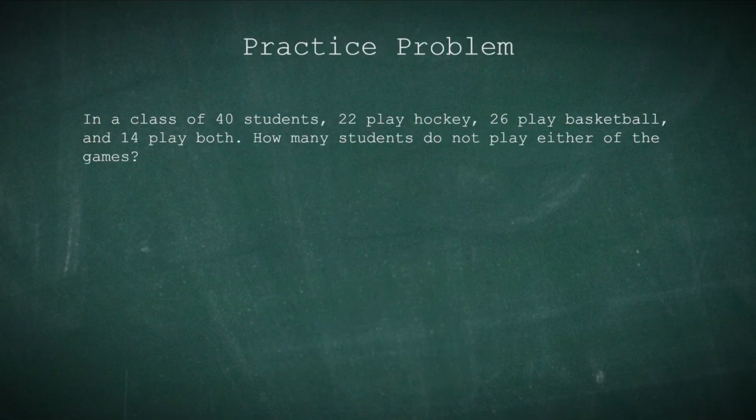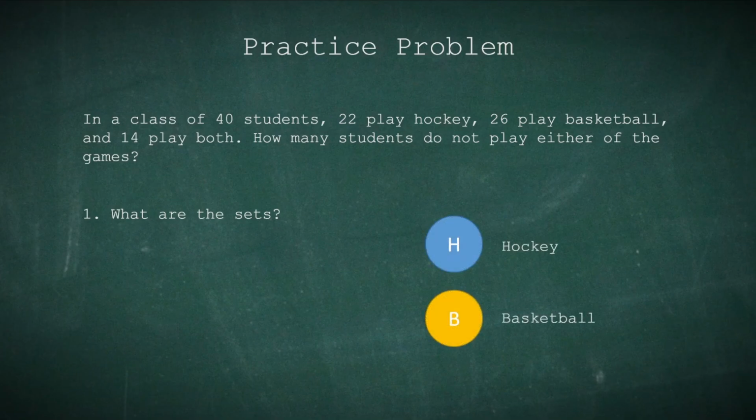Let's look at a practice problem to better understand how set theory works. In a class of 40 students, 22 play hockey, 26 play basketball, and 14 play both. How many students play neither sport? So first, what are the sets here? Let's have set H represent those who play hockey, set B represent those who play basketball.